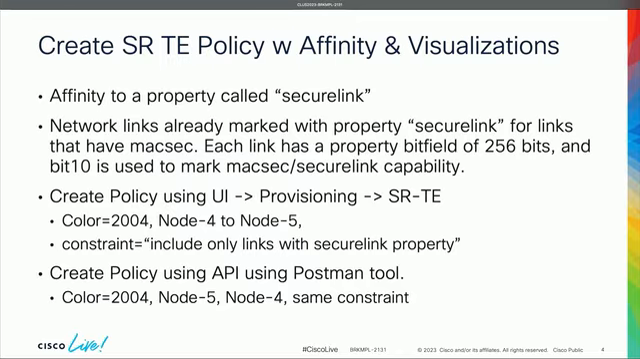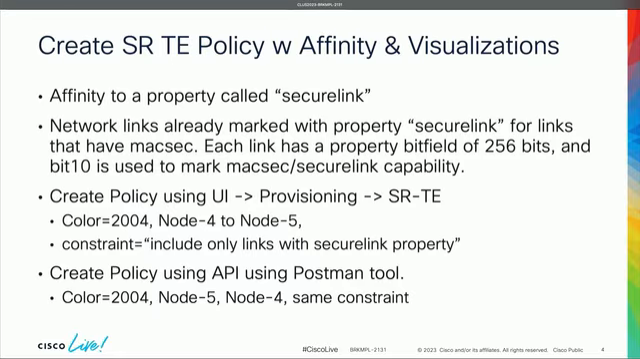So what we're going to do now is create a policy just to see how that is done, and we're going to create it using affinity, right? The policy intent is to use only the links that have a property called secure link. In this lab, there is no MACsec, it's all XR9Ks, but this is just to show an example of how you would do a path that has to use, let's say, only MACsec-enabled links in your network. And then we are going to use a color called 2004. We are going to go from 4 to 5 and 5 to 4, bidirectional policies.